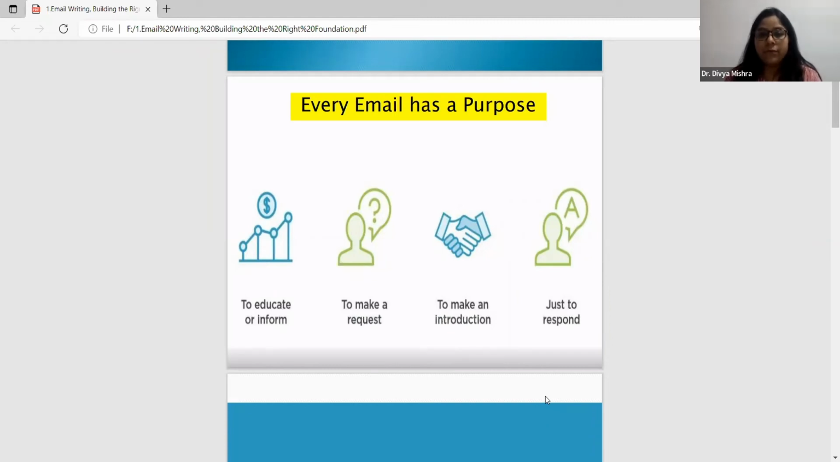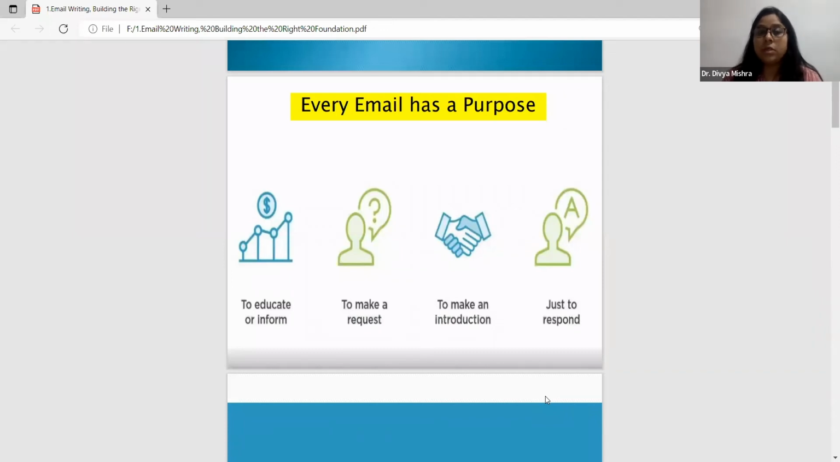Your email may have purposes like to educate or inform. You may want to make a request through your email, make an introduction, or just respond to an email you have already received. Let's take the example of a job opportunity. You are looking for a job, so you will have to write an email related to a job inquiry, or you might have to write a follow-up email. Suppose you had inquired but did not receive any response from the employer. In that case, you will have to write an email that follows up on the previous message.